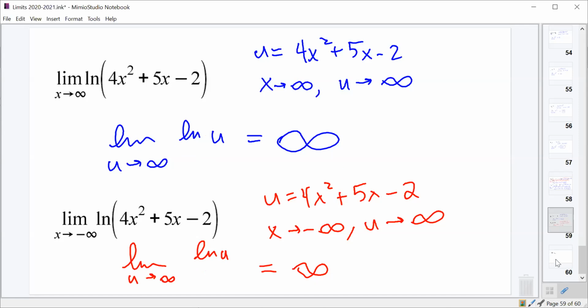Everyone good? We got one problem left to do, and then we're going to be done a couple minutes early. Unlike second period, we went over in second period.